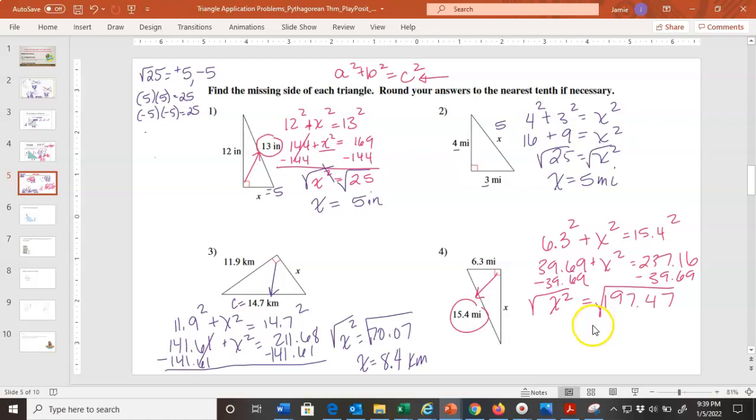Oops. My calculator has a mind of its own. There we go. X equals 14.1 miles. All right, so this was just practicing using the Pythagorean theorem, making sure you identified the hypotenuse. That's the one that always goes on the right-hand side of the equal sign.